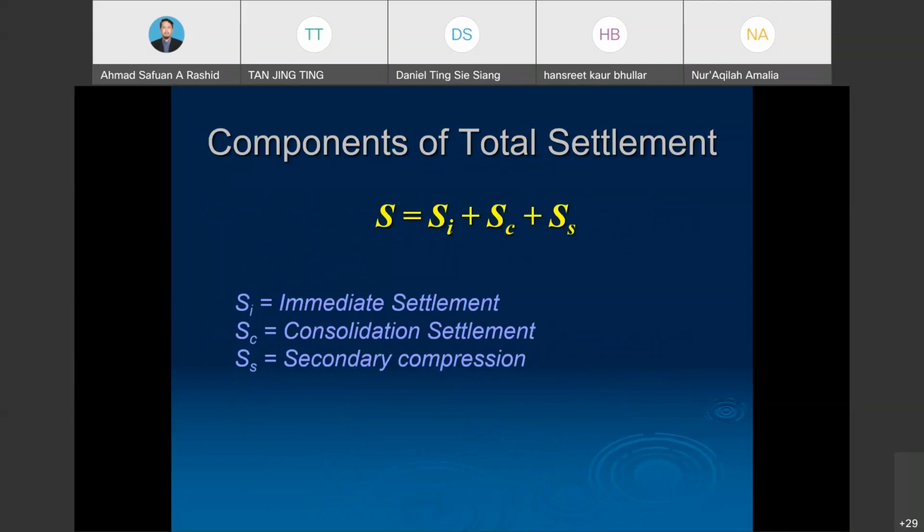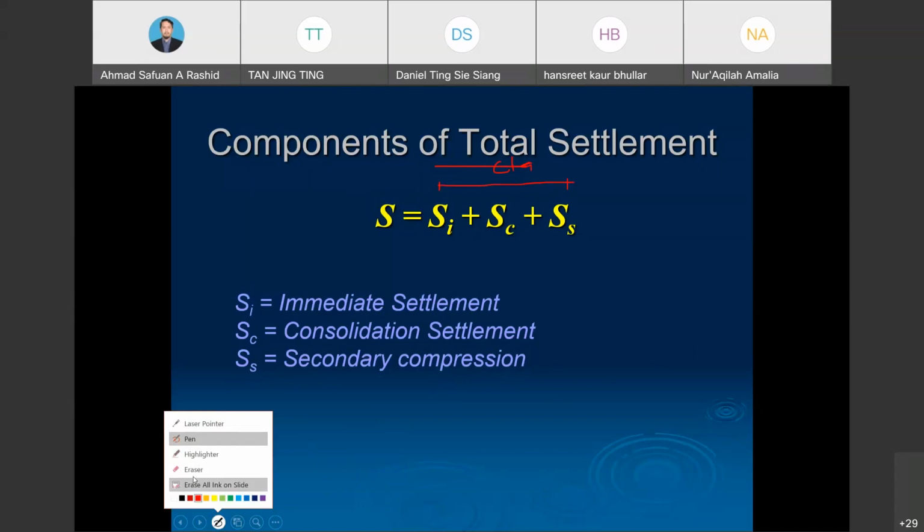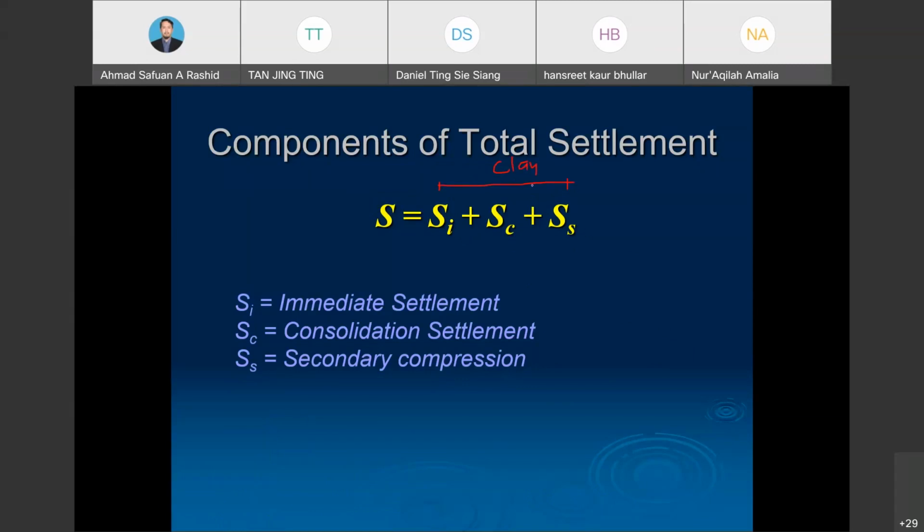Later on, continue with the secondary compressions. Okay. So normally, practically, this behavior or this determination should be, sorry, saya tak ada pen. Saya pakai ni. Should be only considered for the clay material.